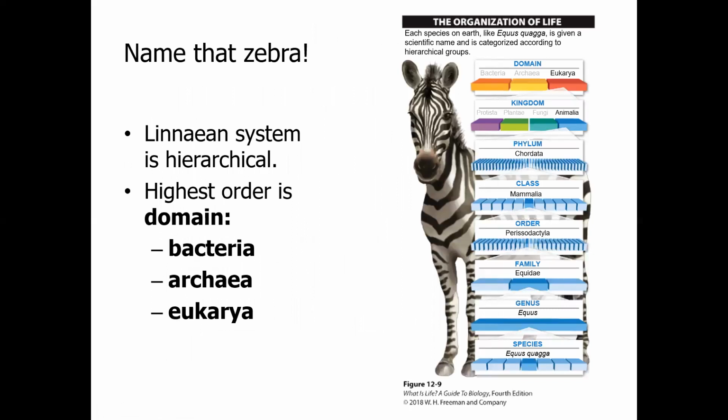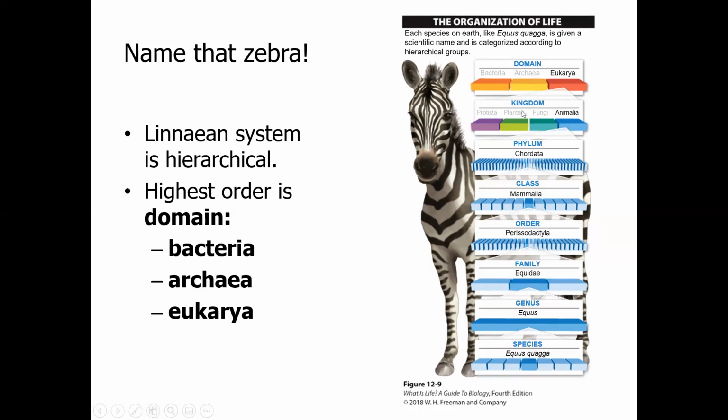Okay, so let's do another example. Here we have a zebra on the right, and using the Linnaean system, we can go from the highest order of classification all the way down to our species. So we have 3 domains, and we'll cover these more in depth in the back half of the lecture: bacteria, archaea, and eukarya. Eukarya is the presence of a nucleus, so it's a eukaryotic organism, which zebras are.